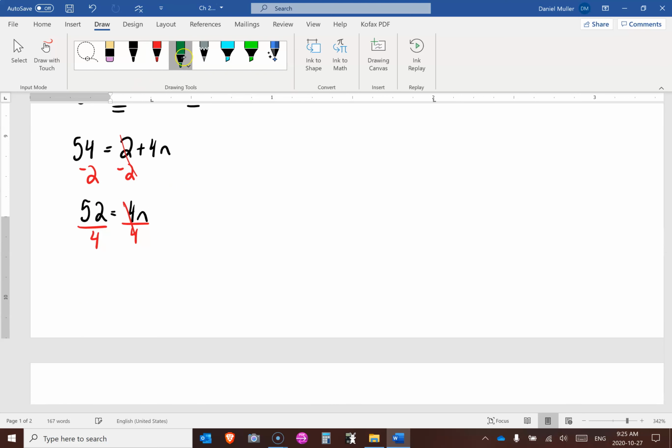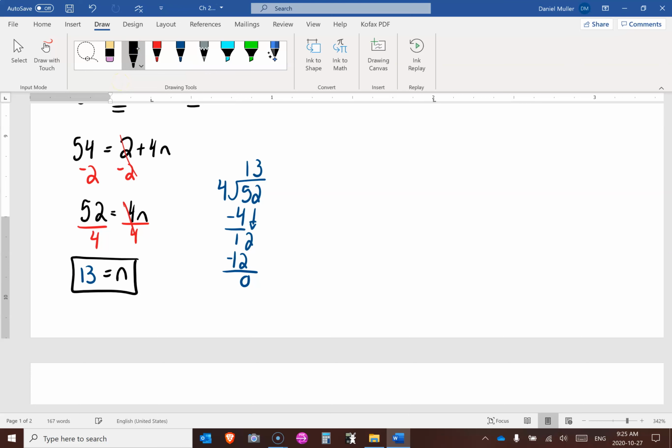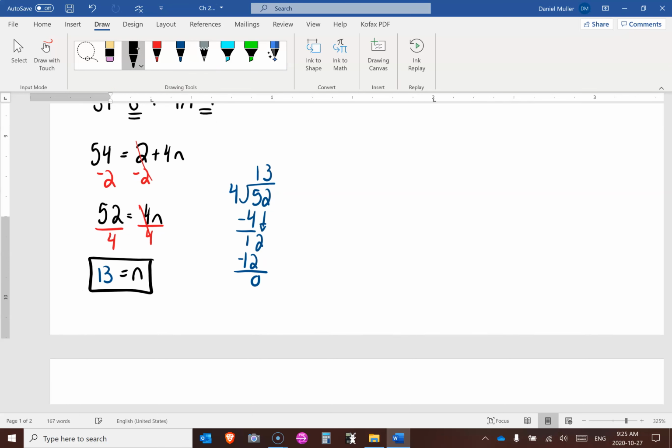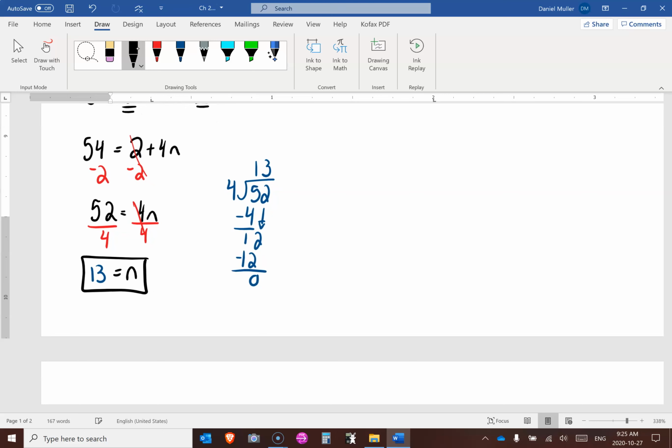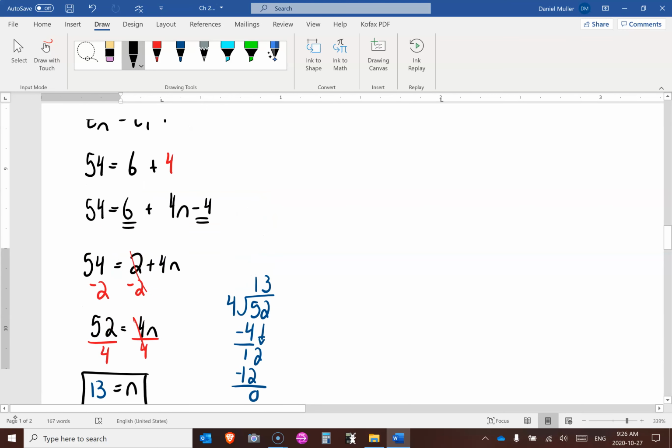Off the top of my head, I don't know what 52 divided by 4 is. So 4 into 52, that's 1, carry this down, and 4 goes into 12 3 times, so it's 13. Now I can actually do my sum because I know my n is 13.